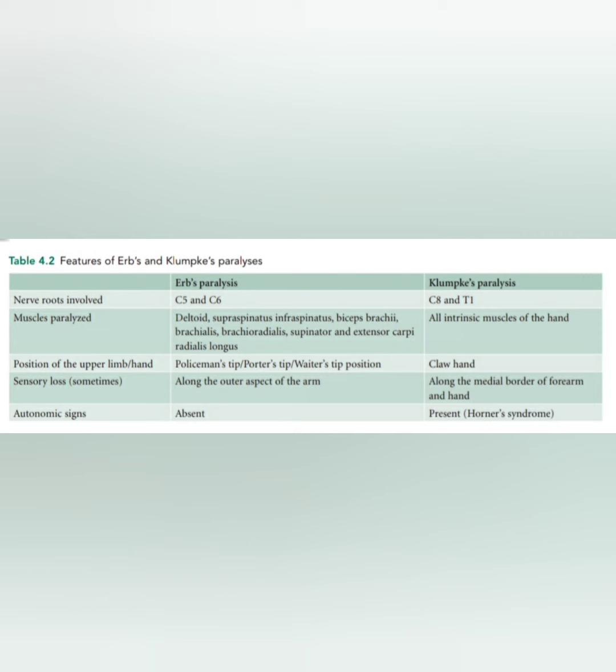Position of the upper limb or hand. Erb's paralysis, policeman's tip. Clumsy paralysis, claw hand. Sensory loss may occur sometimes as mentioned. In Erb's paralysis, it is along the outer aspect of the arm; in clumsy paralysis, along the medial border of the forearm and hand. Autonomic signs: Erb's paralysis, it is absent. Clumsy paralysis, there will be Horner's syndrome.